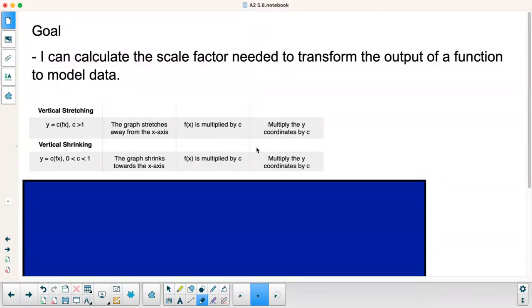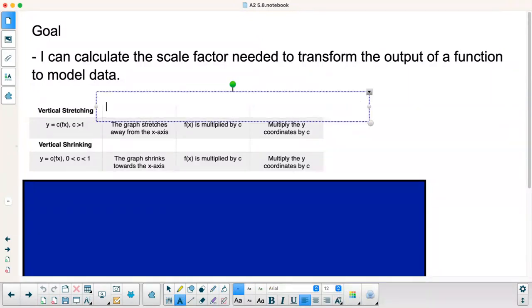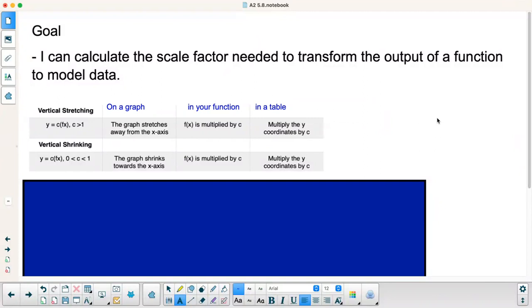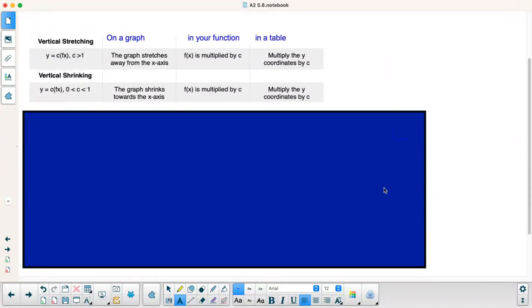If you want to pause the video and write this down, this is what's happening. This would be on a graph, this would be in your function, and this would be in a table. So that's what would happen. Let's take a look at this.